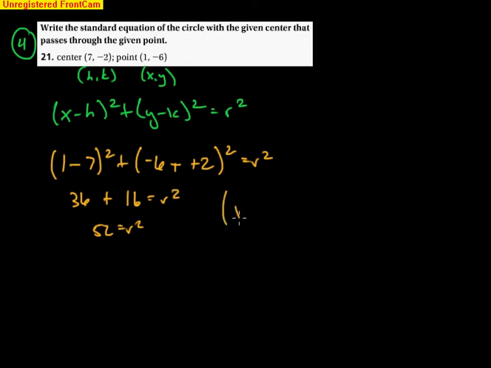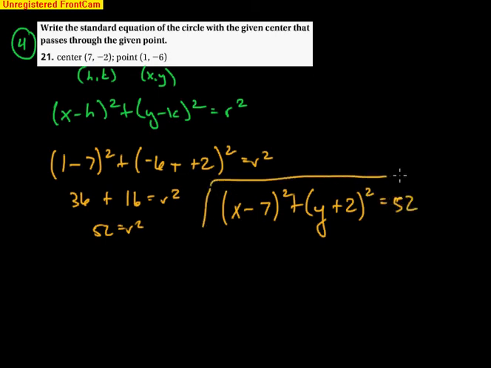So my final answer is (x minus 7) squared plus (y plus 2) squared equals 52. And now this, if I put a minus 2, it becomes plus 2, just like we did here. And notice x and y are there. h, k, and r are replaced.